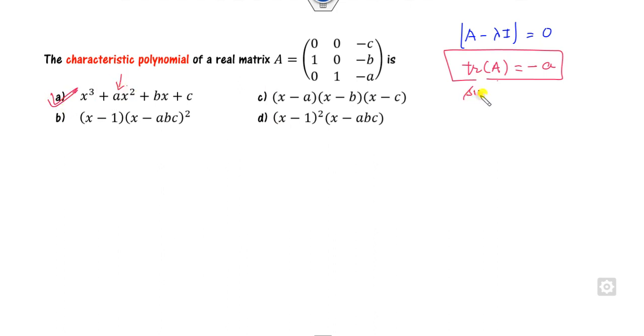Trace of A means the sum of the eigenvalues. Sum of the eigenvalues means the sum of the roots. And here when you multiply them it will be abc. So the right answer is only A. In this case, what is the coefficient of x squared? Only the coefficient of x squared is a in this example.